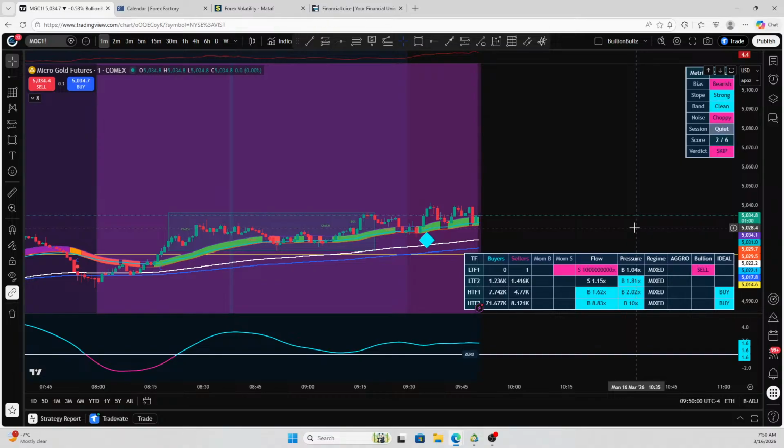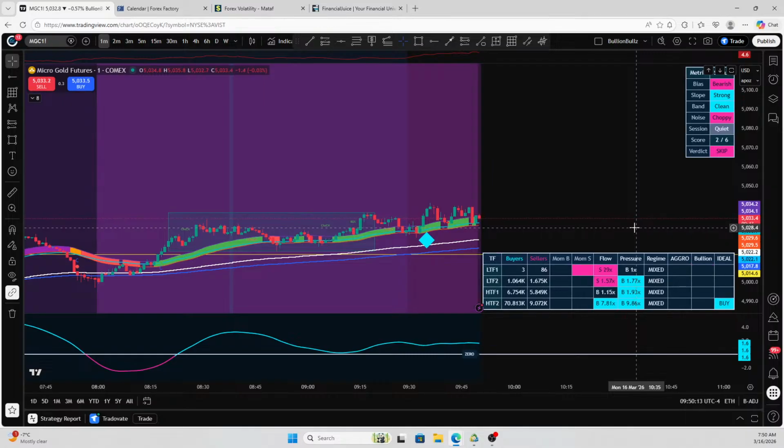Remember, we are looking for our bias to align with our market structure, and then eventually we do want to see volume participating in that direction, and we would want to see a setup getting triggered.